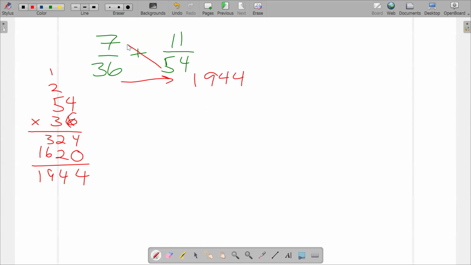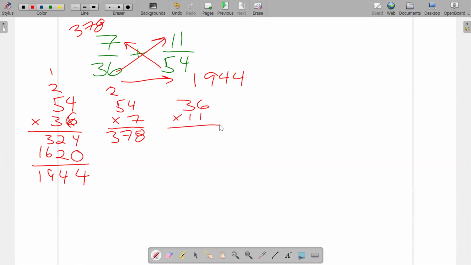Then I have to cross multiply the 54 times the 7. 7 times 4 is 28. 7 times 5 is 35, 6, 7. And then I have to do 36 times 11. That's not bad. 6, 3, 0. 1 times 6 is 6, 3. So I get 396.